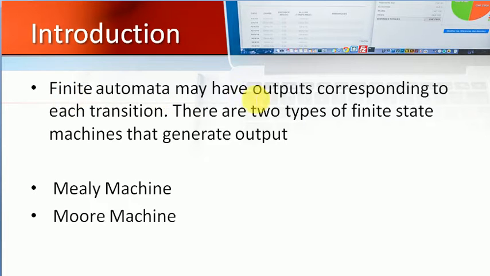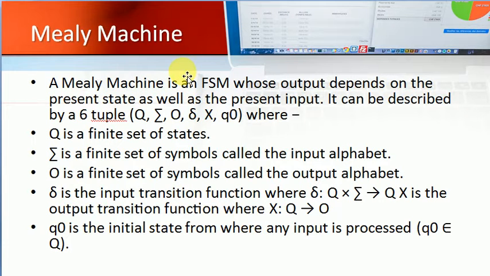Finite automata may have output corresponding to each transition. There are two types of finite machines that generate output. The first is the Mealy machine and the second is the Moore machine. Now we will see the Mealy machine.